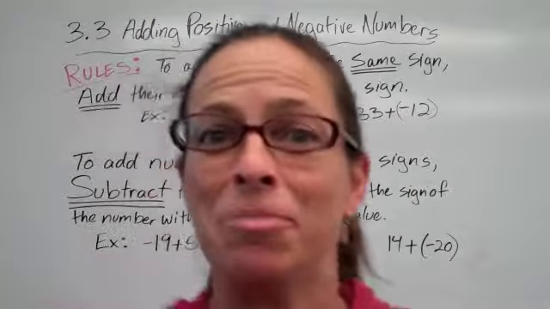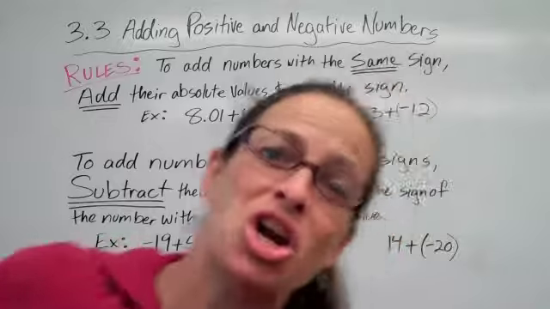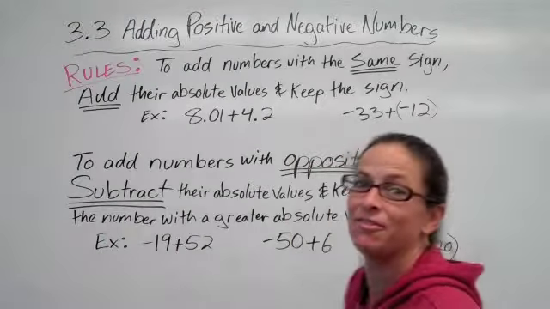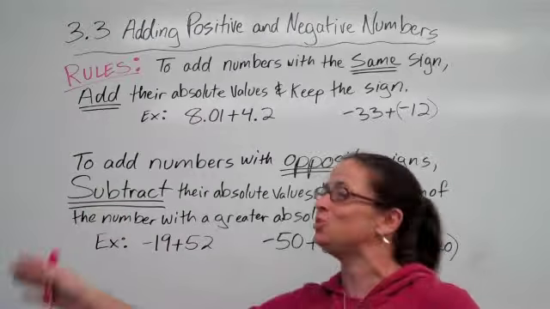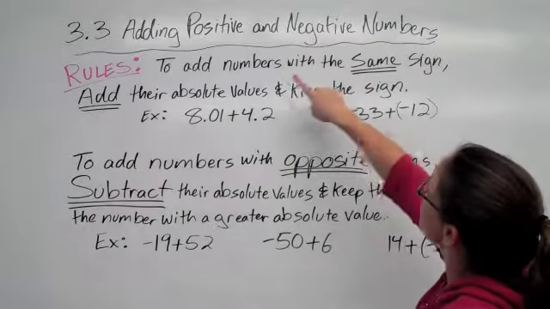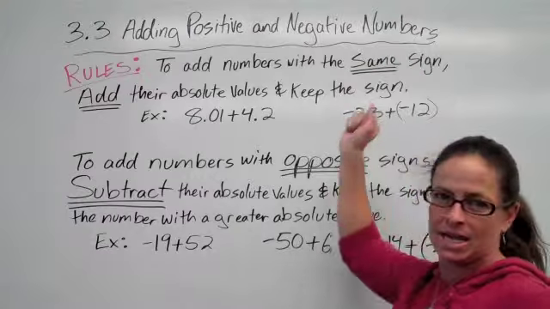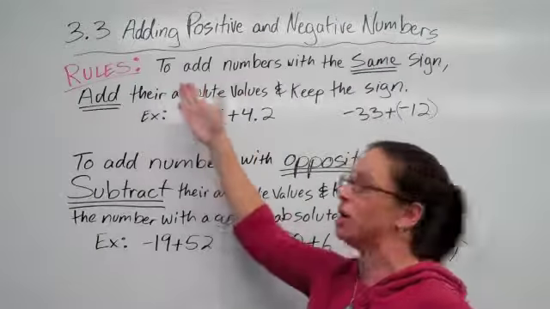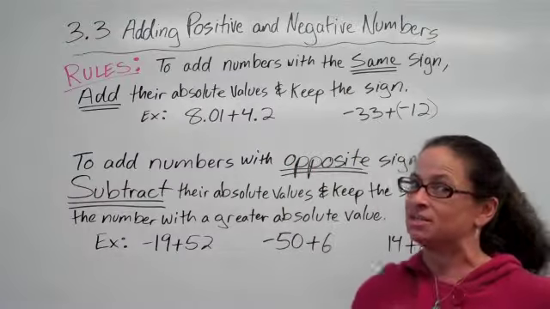3.3, adding positive and negative numbers. All right, first write down your rules. Rules to add numbers with the same sign. That means they're both positive or they're both negative. Just add their absolute values and keep the sign.